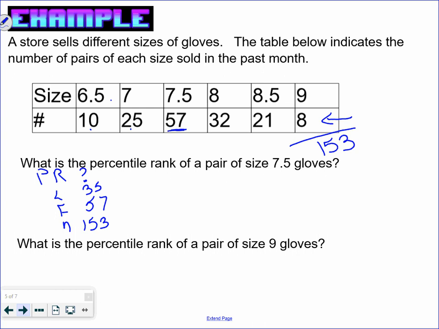So now that we know our variables, we can substitute these into our equation. So percentile rank equals L, which is 35, plus 0.5 times F of 57, divided by N, which is 153, and then we'll multiply it by 100. So first, we want to multiply 0.5 by 57. And that part there will give us 28.5.